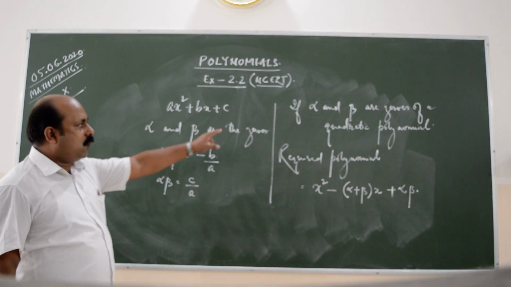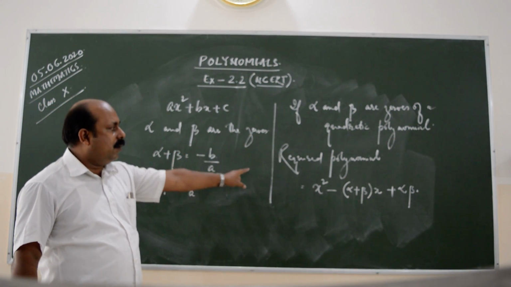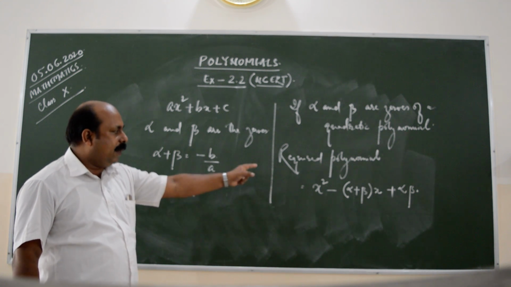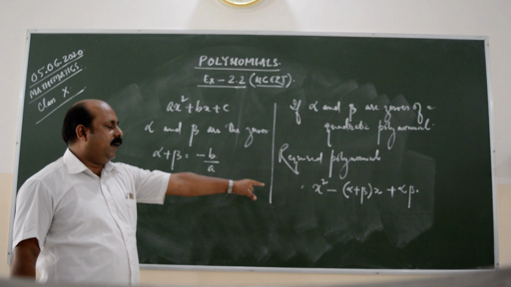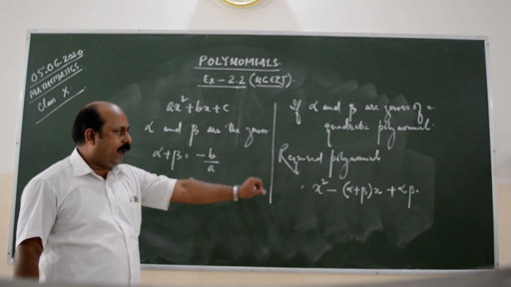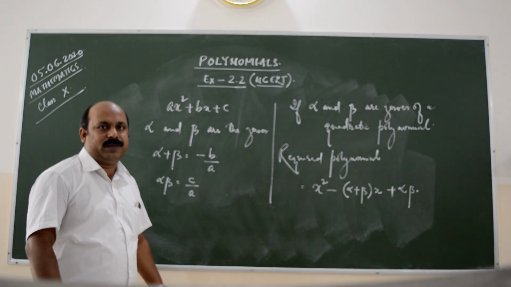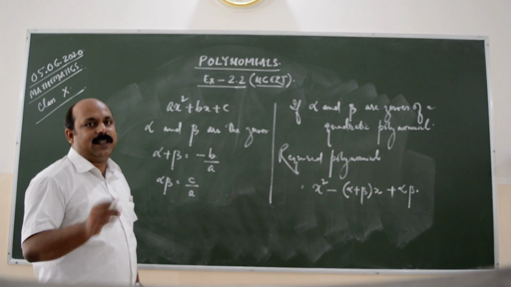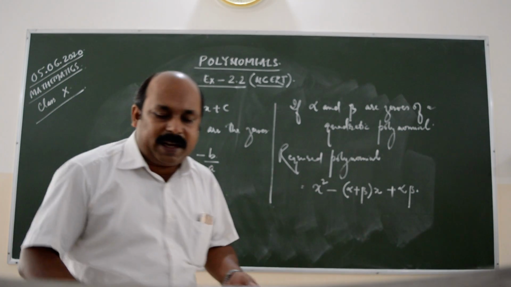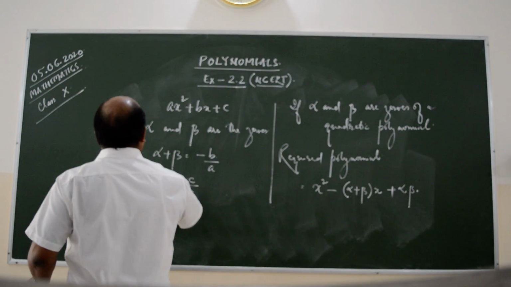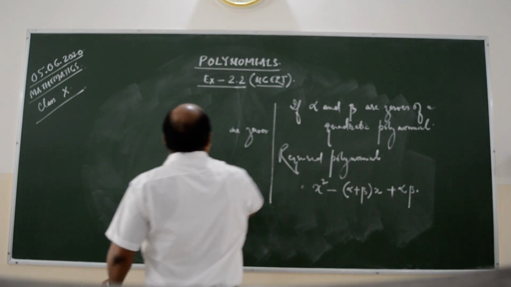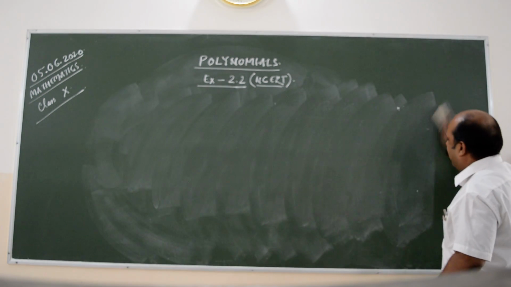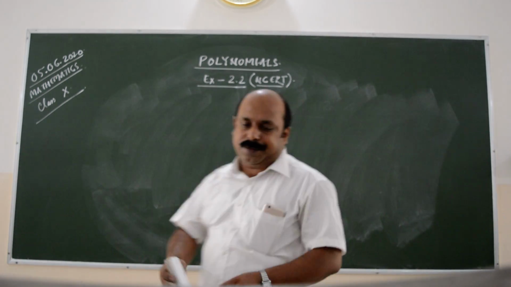So if the zeros of a quadratic polynomial are known, you can find out the required polynomial. The required polynomial will be x square minus sum of zeros into x plus product of the zeros. So based on this concept, we are going to solve this exercise. So let us take up the questions. We will discuss different types of questions so that it will enable you to solve the rest of the questions.